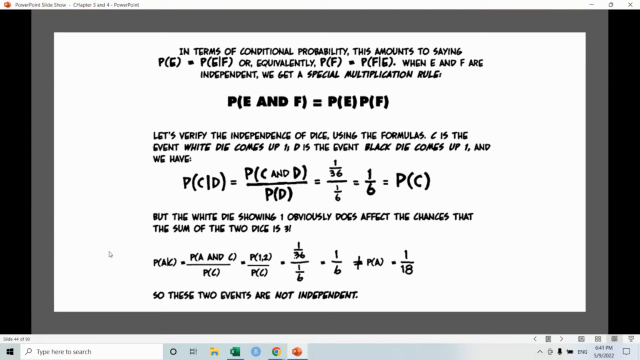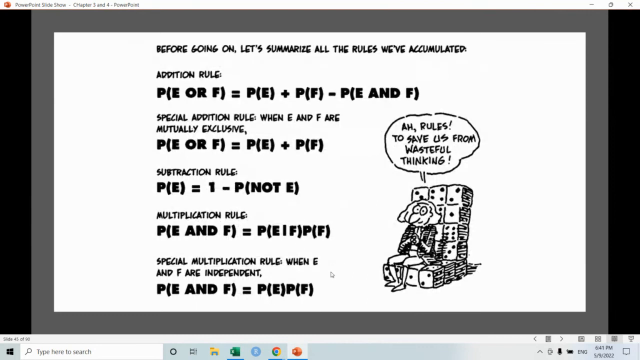The white die showing 1 obviously does affect the chance that the sum of the two dice is 3. For the probability of A given C, we had a particular probability, so this formula doesn't hold up. The probability of A was 1 over 18, and it's not equivalent. So these two events are not independent.